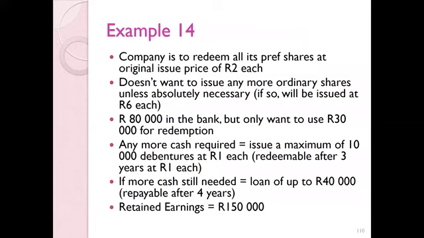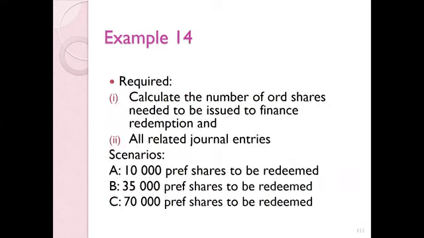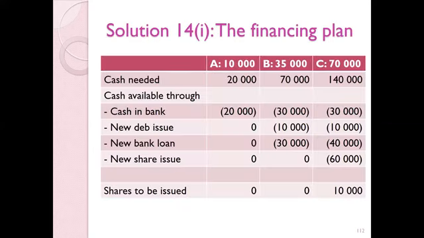Third option says if more cash is still needed, we can get a loan of up to 40,000 Rand. But how much do we need? We only need 30,000 Rand more. So we'll take 30,000 Rand in the form of a bank loan. So 30,000 Rand cash in the bank, 10,000 Rand from the debentures, and 30,000 Rand in the form of the loan. We then will have the 70,000 Rand that we need to redeem those 70,000 Rand worth of preference shares.